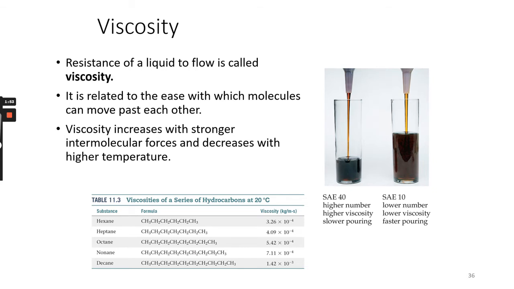If you look here in this data table, we have hexane, heptane, octane, nonane, and decane. They are progressively getting larger and longer, so your intermolecular forces are increasing as you go down. And look at your viscosity. As you go down, your viscosity is increasing.